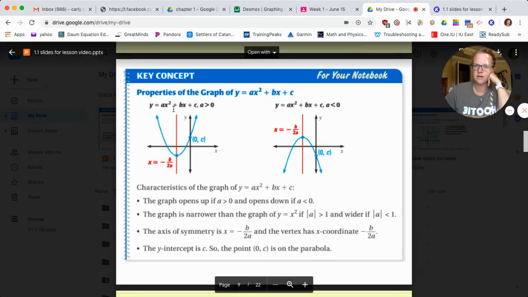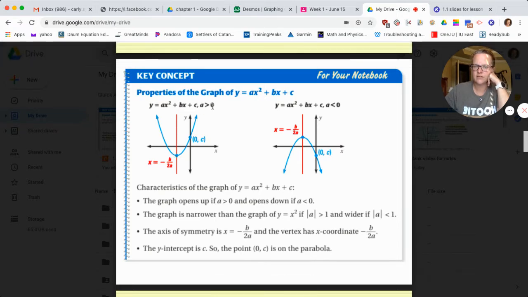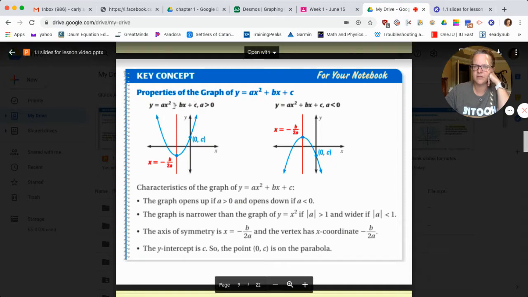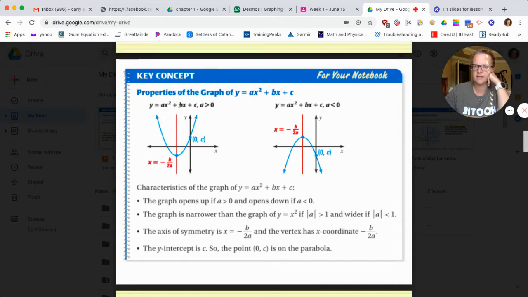Over here we look, when a is greater than 0, we are a happy parabola. And the vertex is at the x value of -b over 2a. We're going to get those values from a and b, plug them into this little equation right here, and it'll tell us where our vertex is. Here, when a is less than 0, we're an unhappy parabola, and we're still going to find the vertex by -b over 2a.